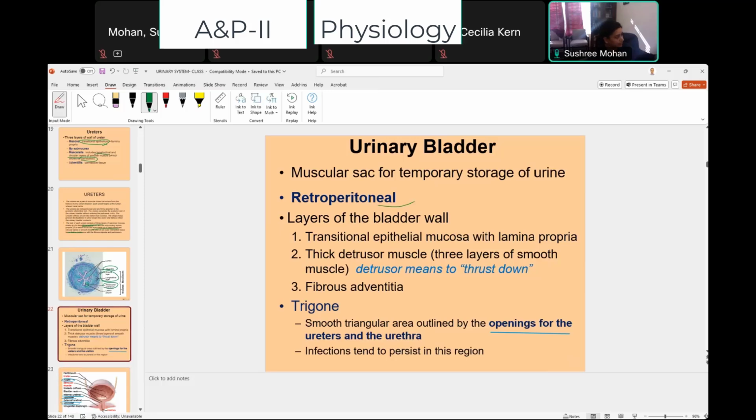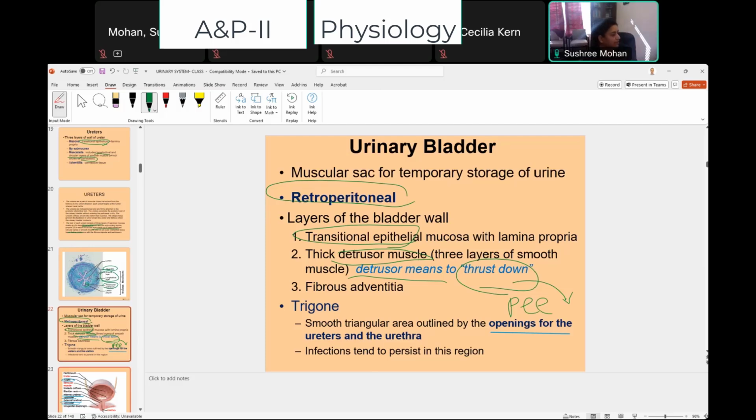Bladder, it is also retroperitoneal, behind the peritoneum. And it will definitely have transitional epithelium, because when we drink a lot of water, the bladder is full and it's going to expand. So if you have anything that is expanding, you need transitional epithelium. And it has a thick detrusor muscle, 3 layers of smooth muscle. Detrusor means to thrust down, because if the person has to pee, then it has to contract and squeeze the bladder so that the urine can be expelled out.